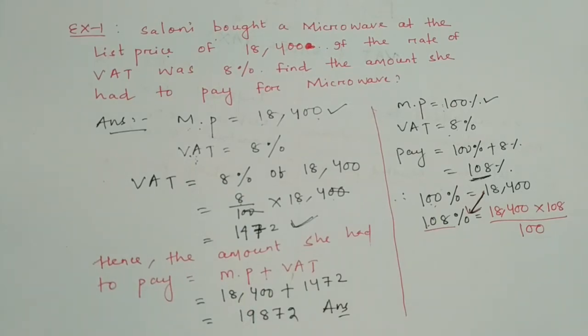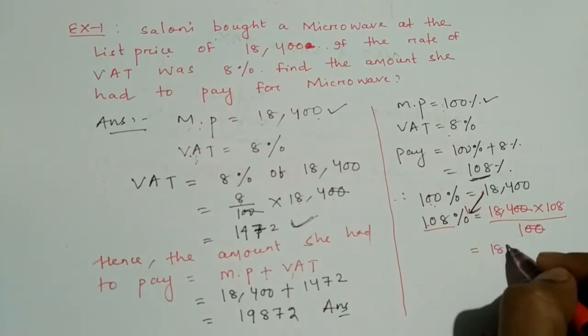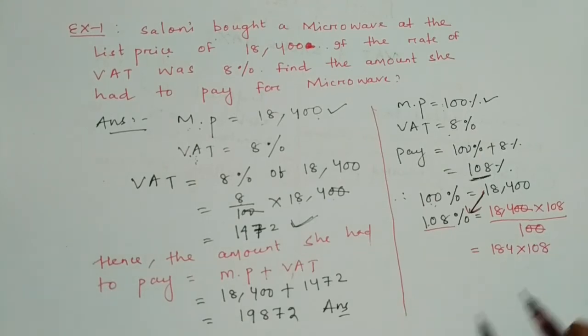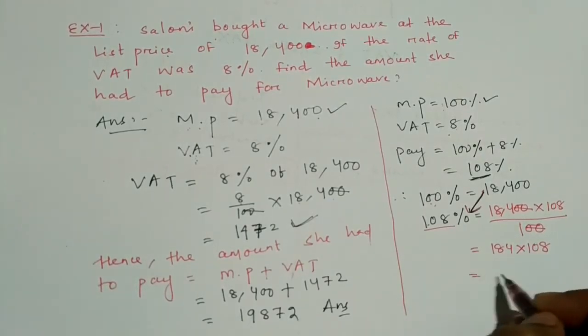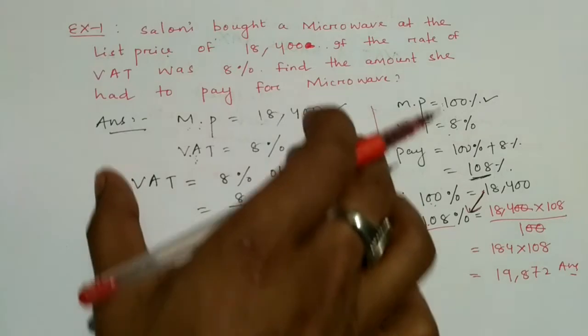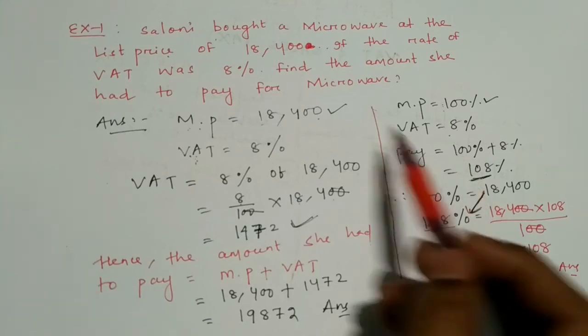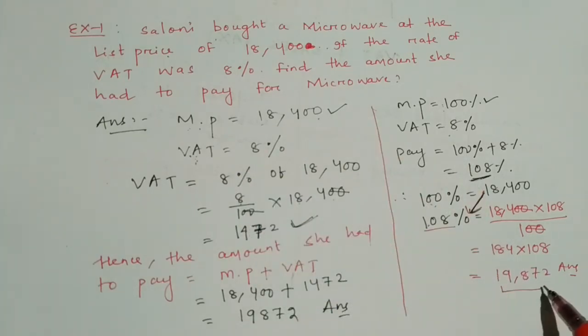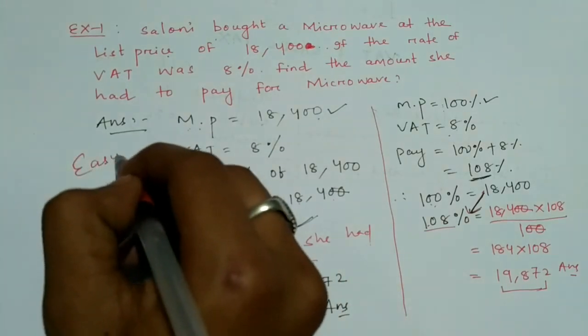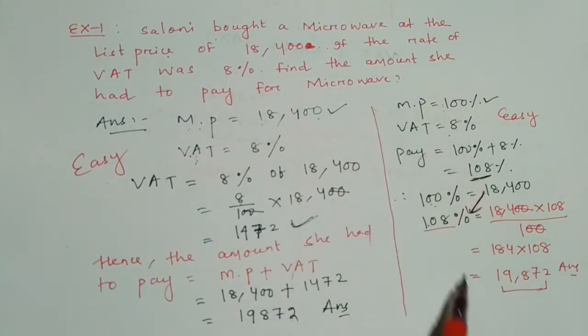I think I already told you this method a million times. So 20 got cancelled and we get 184 into 108. So doing this multiplication we got 19,872. This is your answer. If you have school exams, you're going to do it the traditional way. If you have an MCQ, a multiple choice question, then you can do this method. These are two methods. This is also easy, but this one is a little bit time taking. But this is your direct answer.